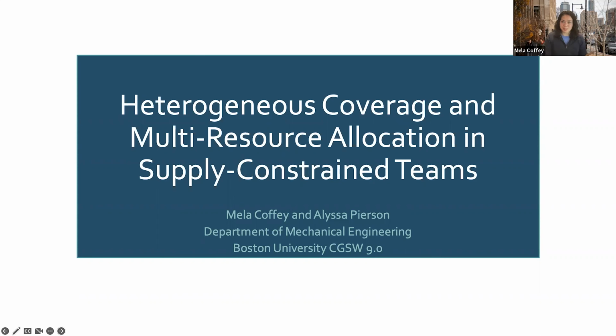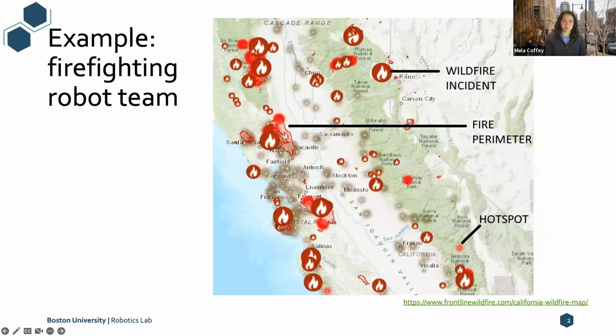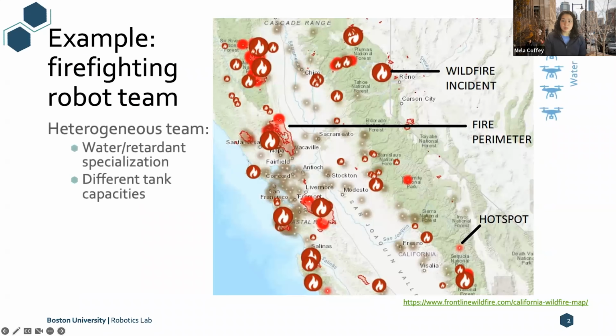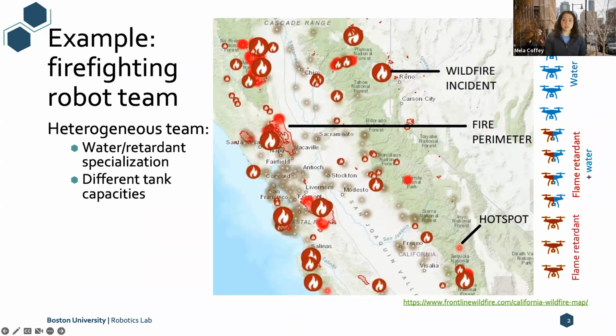And to break this title down a little bit, I'd like to start out with an example. Here we're considering a team of firefighting robots. Each robot is equipped with different resources like water, flame retardant, or both. And they also have different capacities for the amount of water or flame retardant that they can carry.